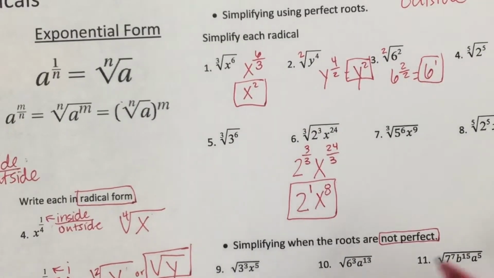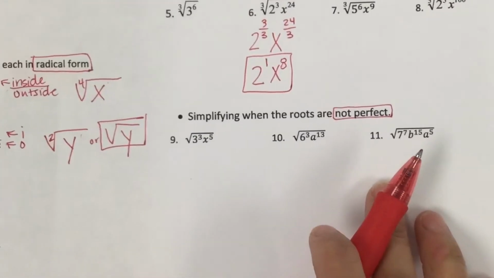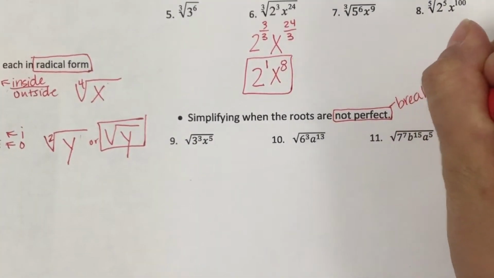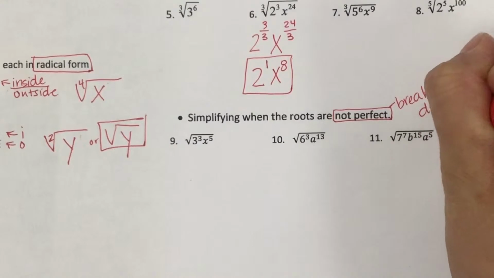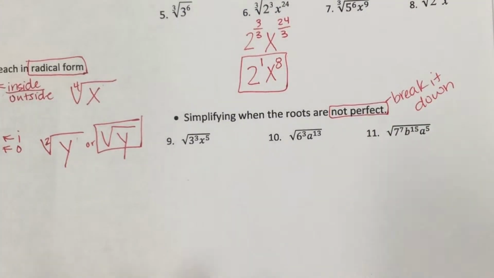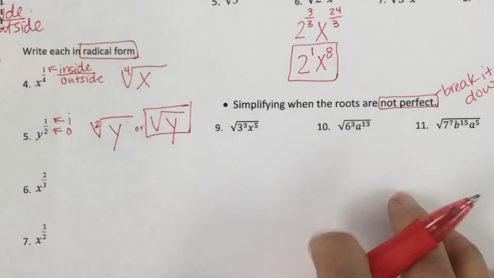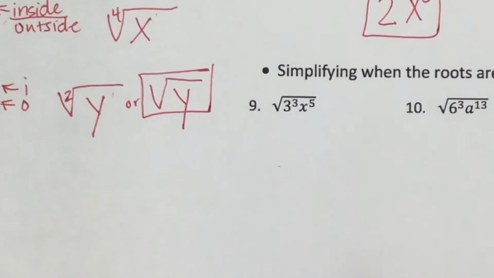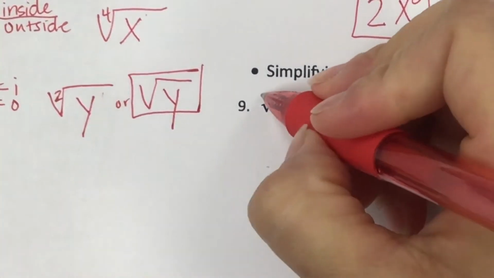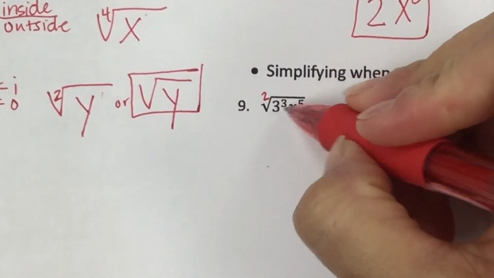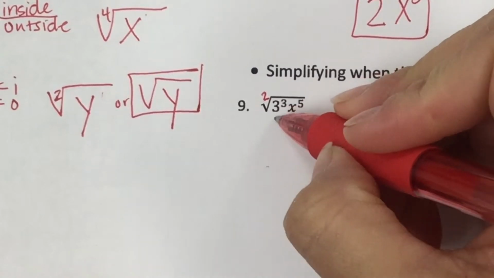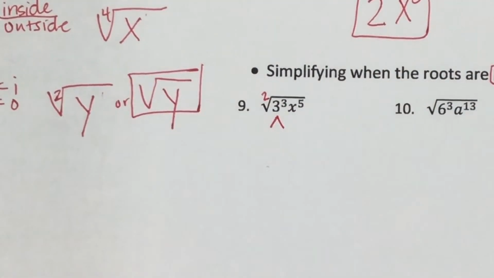All right, so now let's get down to the bottom where they're not perfect. So when they're not perfect, you tell them to break it down. For example, on number 9, you're gonna look at 9 and say the outside is 2. You can't take inside, divide, outside. You're gonna get a fraction or a decimal. So you need to break this 3 down and go down a power.